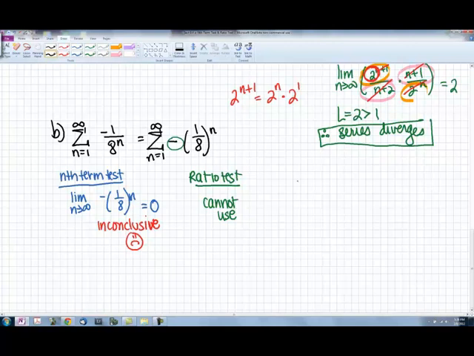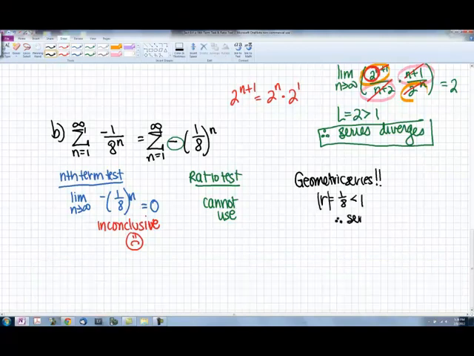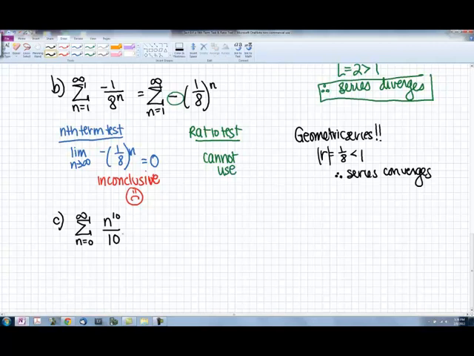Don't forget, guys, this is actually a geometric series. Could have started with this to begin with. You're multiplying by 1/8 every time. Therefore, the series converges. So let's take a look at this one.